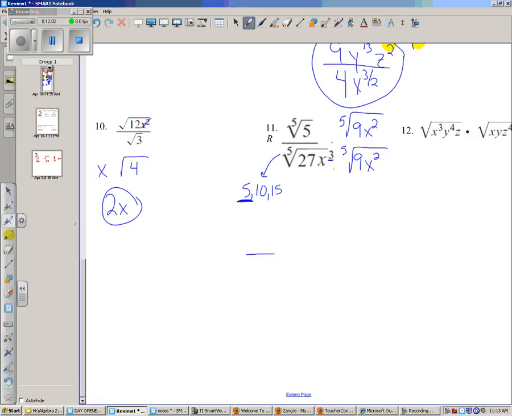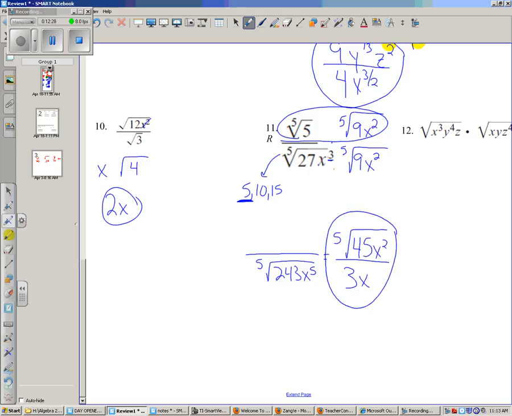Now, as far as the denominator, it ends up becoming the fifth root of 243 and x to the fifth. And both of those have perfect fifth roots. 243's fifth root is 3, and the fifth root of x to the fifth is x. And as far as the numerator goes, what I'm going to do is just combine them into one fifth root rather than having them be separate. So I'll multiply the 9 and 5 and bring along the x squared. And that's number 11. And then the last one, number 12.